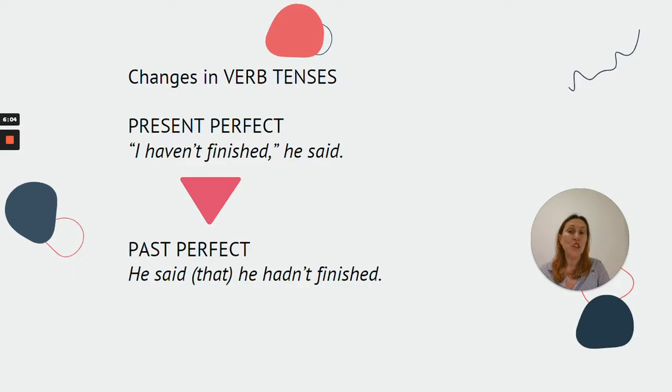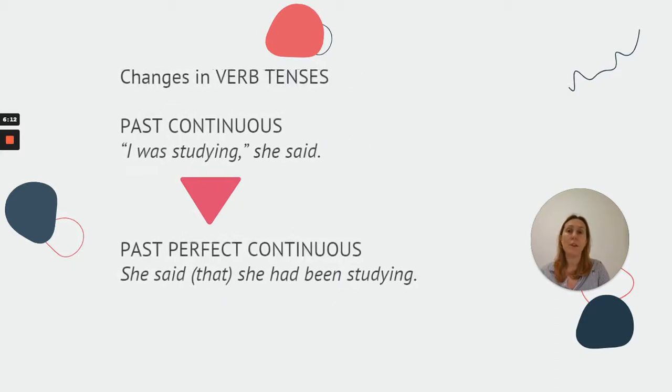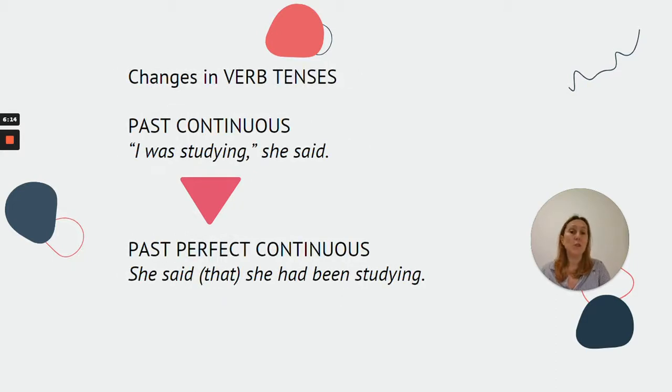Present perfect changes into past perfect. "I haven't finished," she said. She said that she hadn't finished. Past continuous changes into past perfect continuous. "I was studying," she said. She said that she had been studying. Perhaps this goes a little bit fast for you, but you can pause at every example.